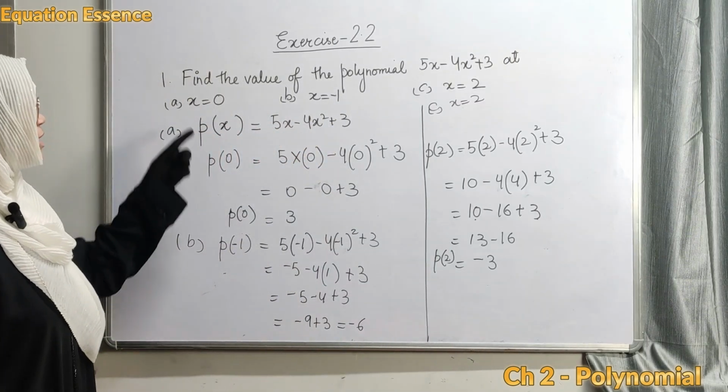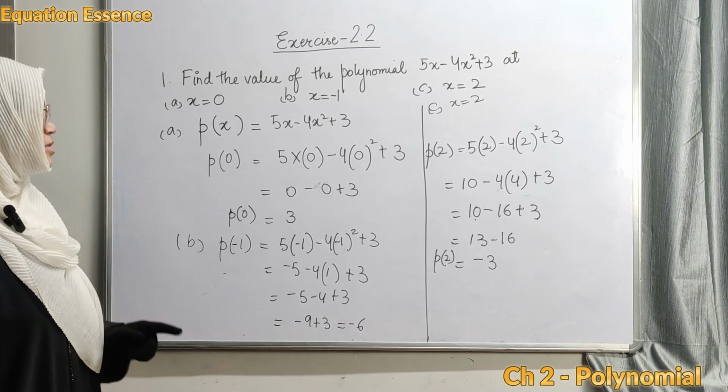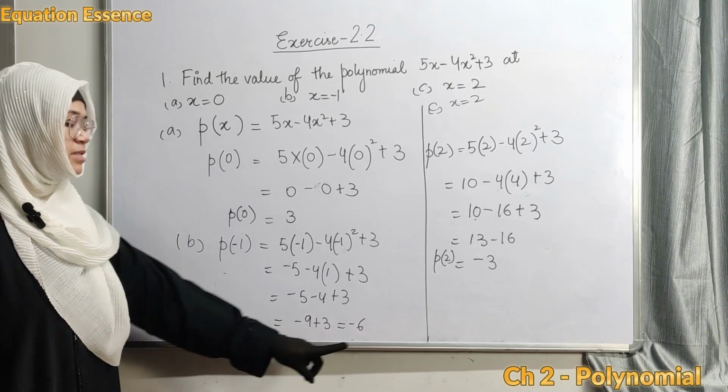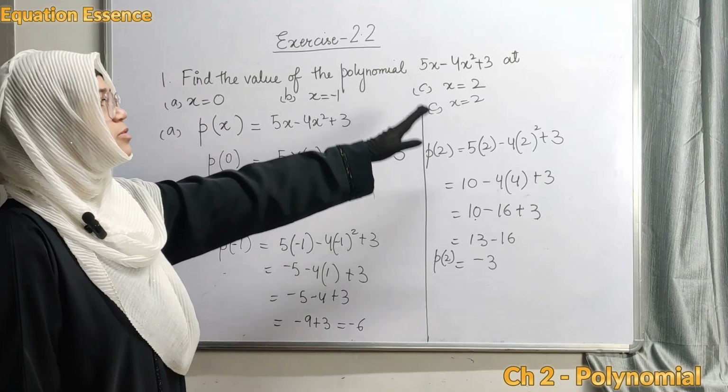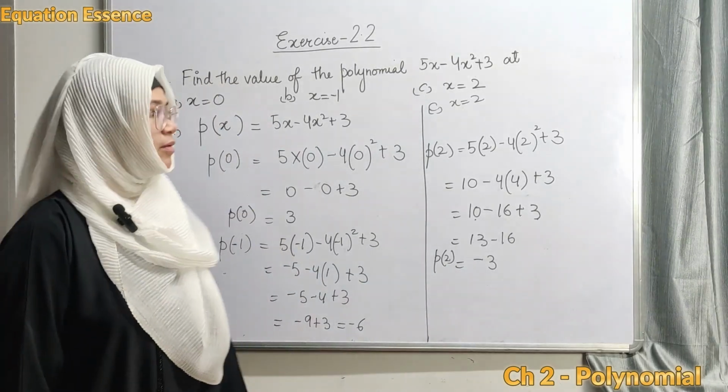At x equals to 0, the value of the polynomial is 3. At x equals to minus 1, the value of the polynomial is minus 6. And at x equals to 2, the value of the polynomial will become minus 3.